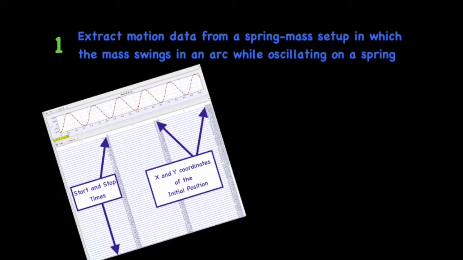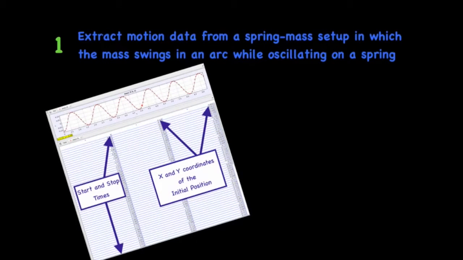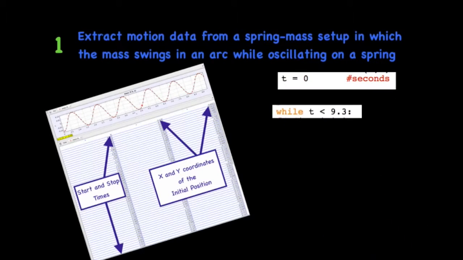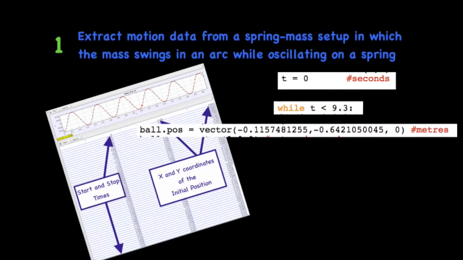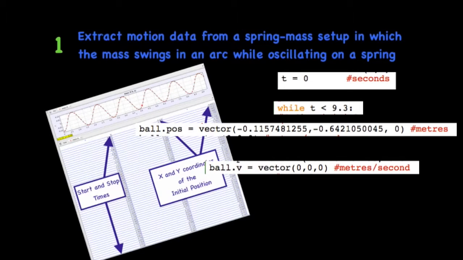The data taken from Tracker is stored in a CSV file so that later we can compare our computer model to the observed motion. But we need to use some of the observed data to initialize variables in our computer model. We need the start time, t = 0, and we need the stop time so that we know when to terminate the while loop. We also need the x and y coordinates for the starting position of the mass. And since the mass starts out at rest, we can initialize its initial velocity to be the zero vector.